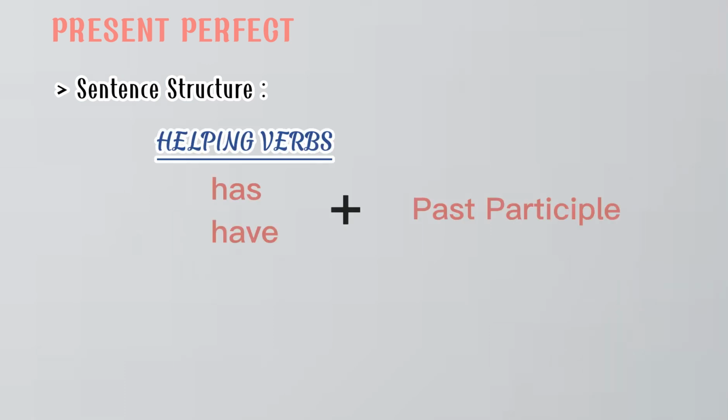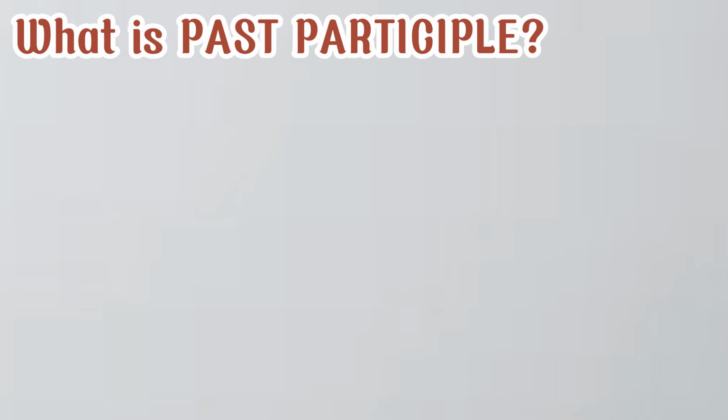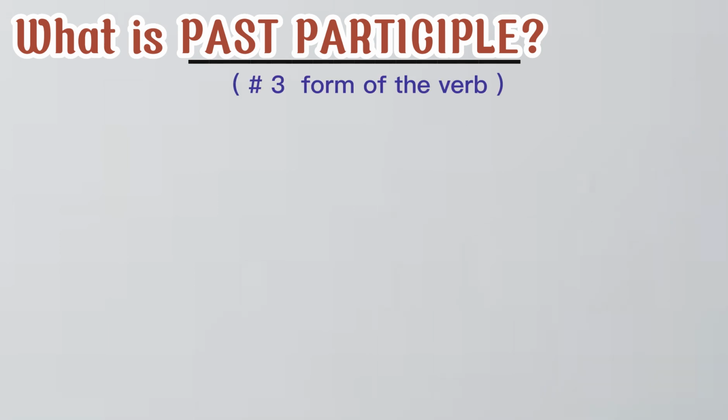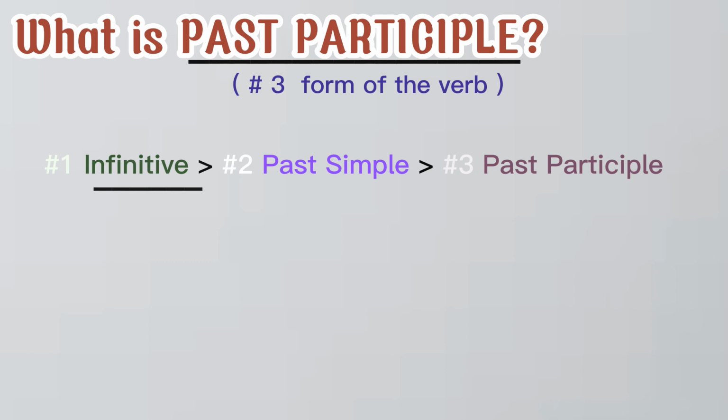Now let's study first the structure of a sentence. In this case, we use the helping verb has or have plus the past participle, or for short, we say PP. All right. What is past participle? Well, in the forms of the verb, that is number three. All right, from the infinitive to past simple to past participle.